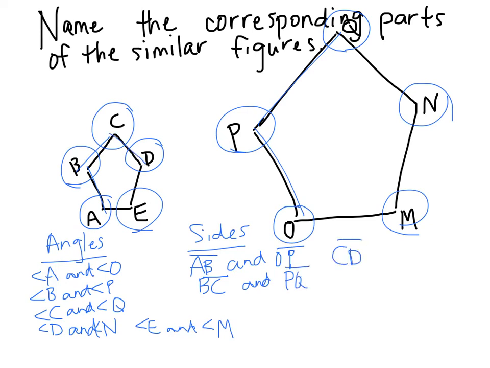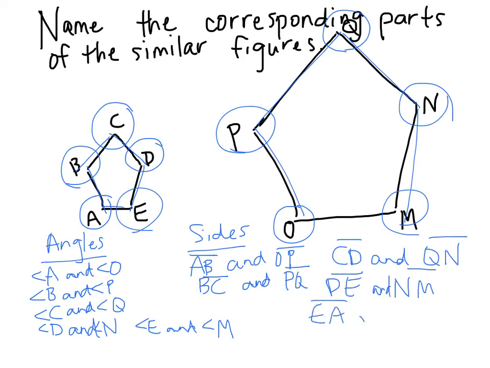CD corresponds with QN. DE corresponds with NM. And then the last one, EA, corresponds with MO. Okay? And remember that all of these corresponding angles are congruent to one another. They have an equal measure. And all of these corresponding sides are proportional to one another.